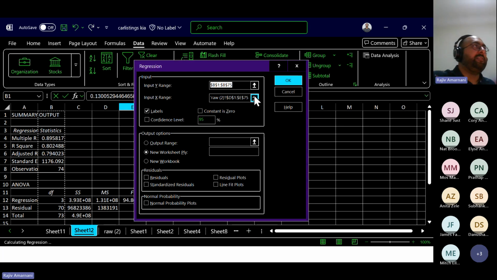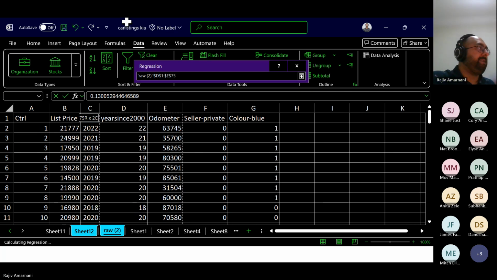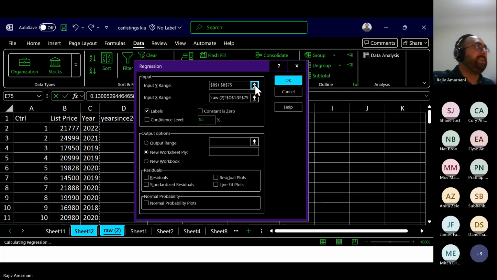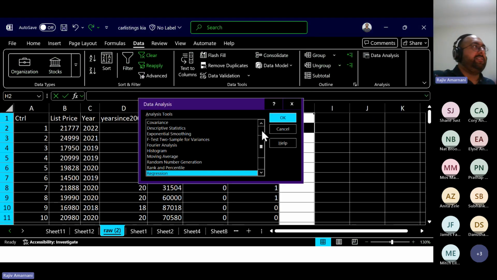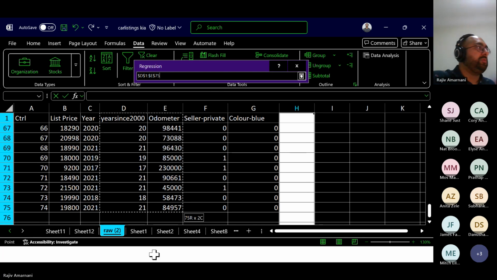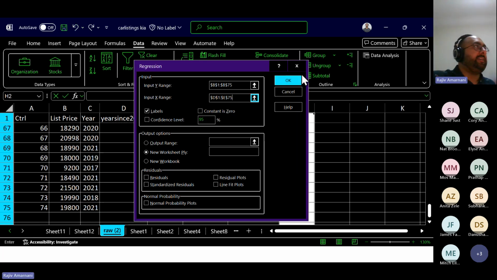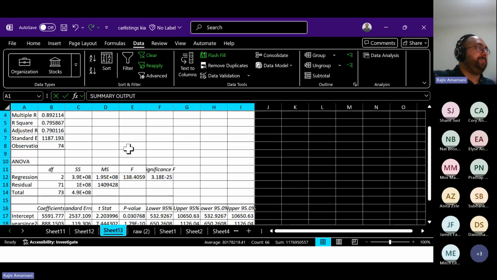Oh, why is that? Input X range. Okay, let's do that again. Regression. Okay. There we go. The final model.